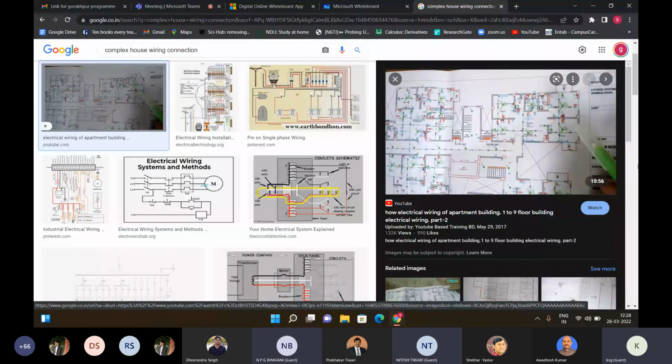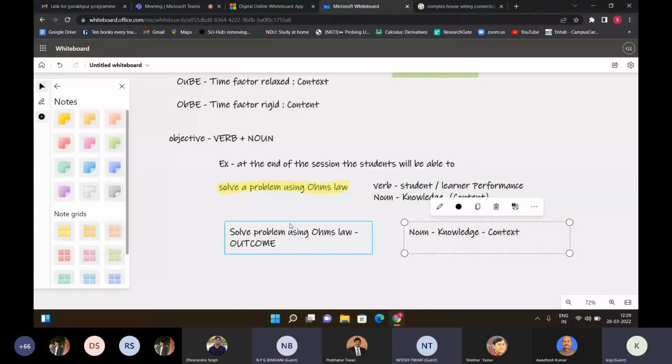Because I cannot overload a particular phase, whereas in the other phase there cannot be a very minimal load. Therefore, I will be equally distributing the load in all the cases. So when I look at this, in the case of an outcome, we need to focus on a context-based problem, whereas in the case of an objective, we will be focusing on the content-based problem. So this is the first thing.